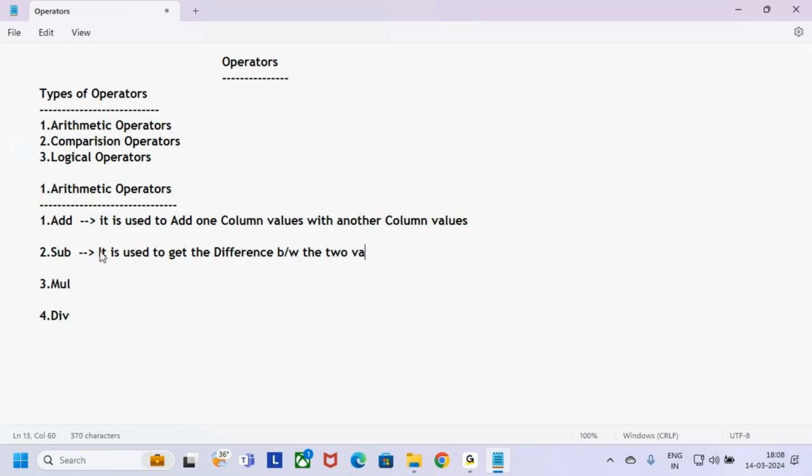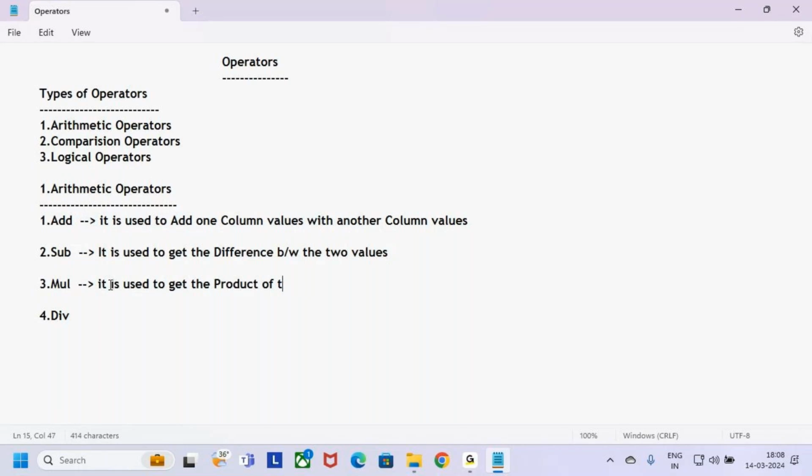So what is the functionality of the subtraction operator? It is used to get the difference between the two values. And next one is multiplication. Now what's the functionality of multiplication? It is used to get the product of two values, guys.